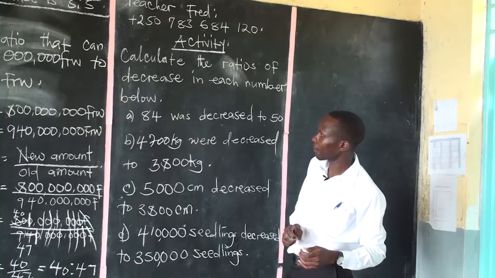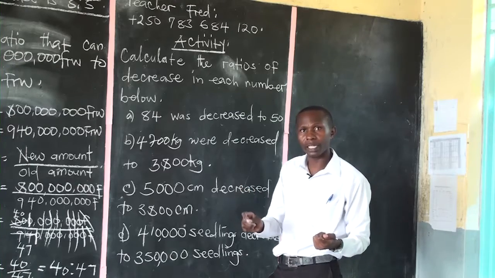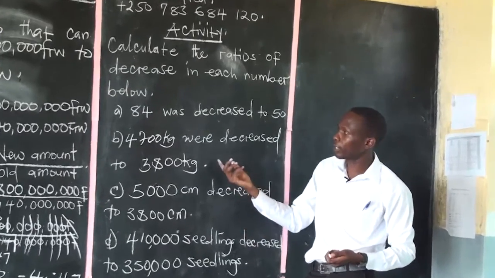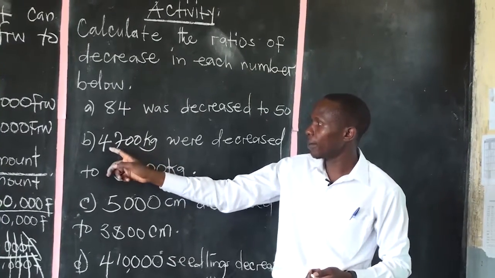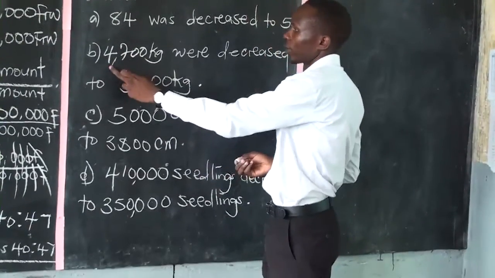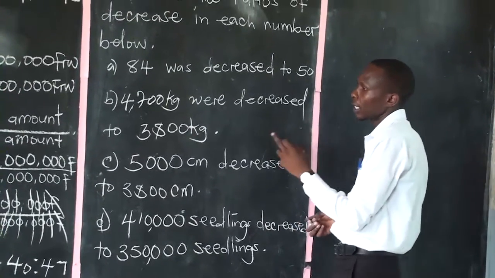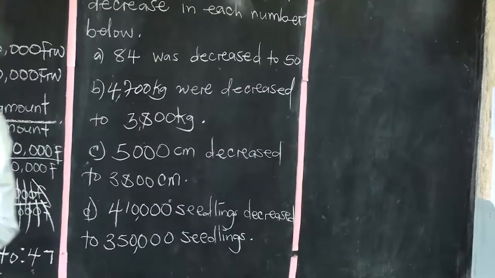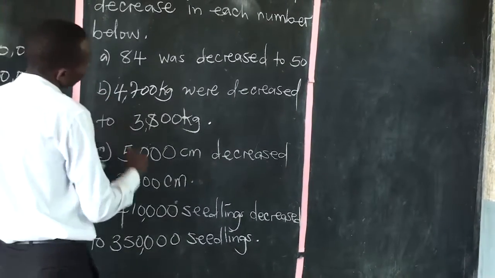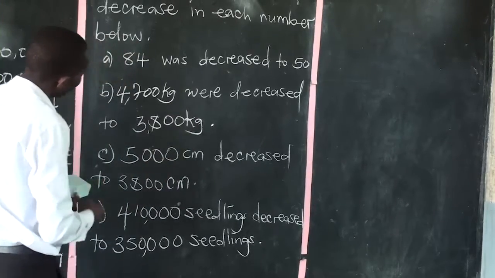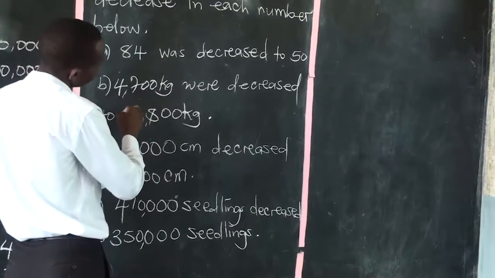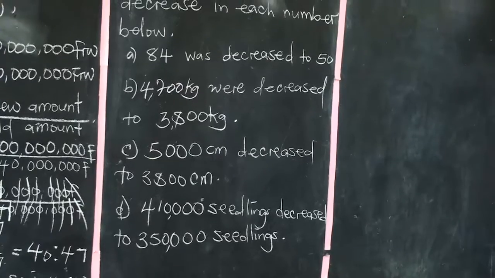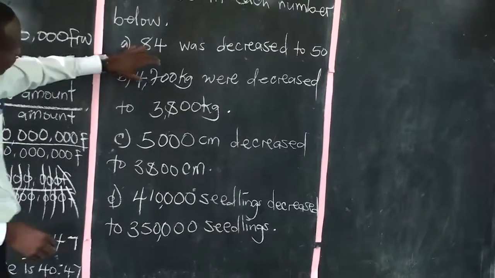When we come to the second example, as I'm reading through, you have to be writing. Just know our time is up. Everything may disappear before you complete this work. Second question: 4,700 kilograms was decreased to 3,800 kilograms. So they want you to find the ratio that decreased these kilograms from here up to here.